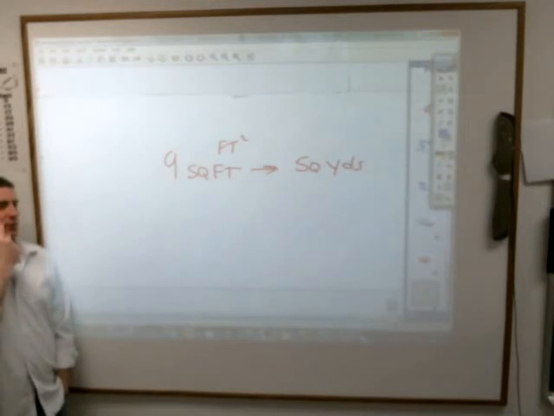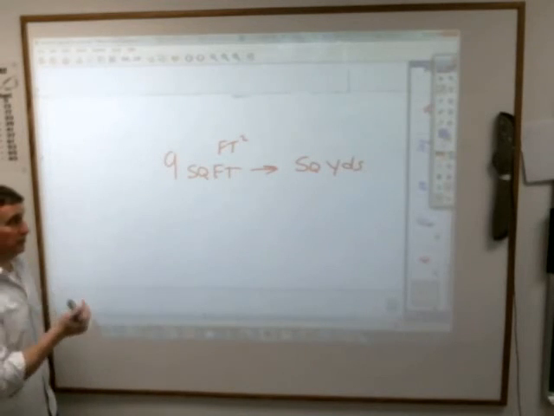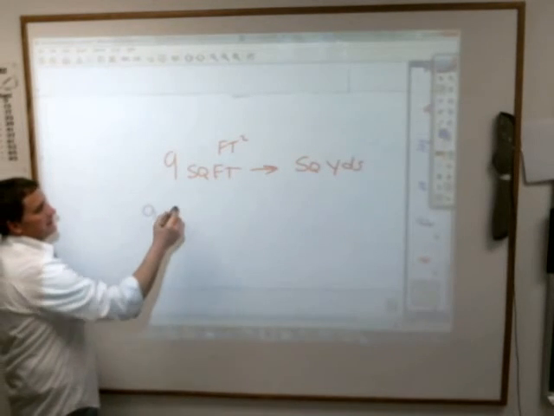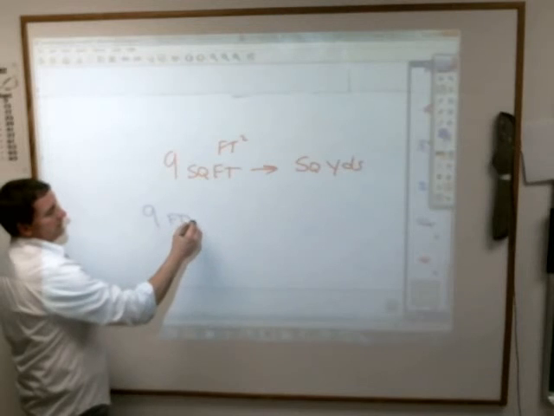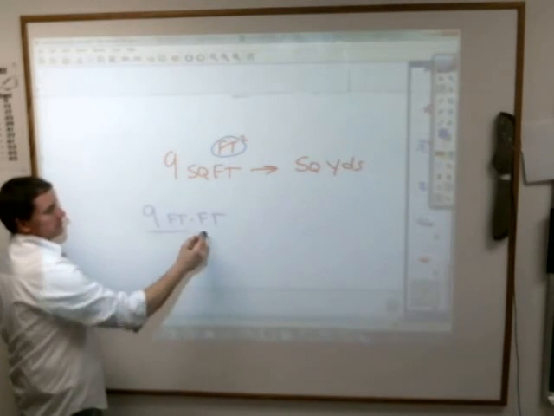So we ended up with what, Holly? 1 yard squared? Anybody else on the 1 yard squared? I got that. Here's what it looks like. 9 feet times feet, right? It's the feet squared. 1 yard.